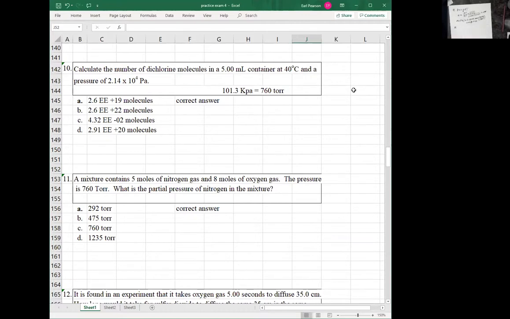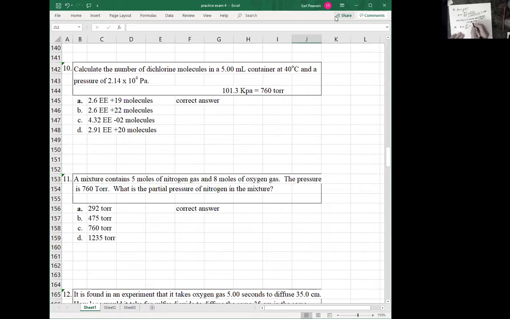Okay, number 10 is calculate the number of dichlorine molecules in a 5 liter container at 40 degrees C and a pressure in terms of kilopascals. And I gave you the conversion factor between kilopascals and torr or atmospheres. 1 atmosphere is 760 torr as well. So number of molecules of dichlorine. I'm going to get number of moles first. That's going to be P times V over R and T.